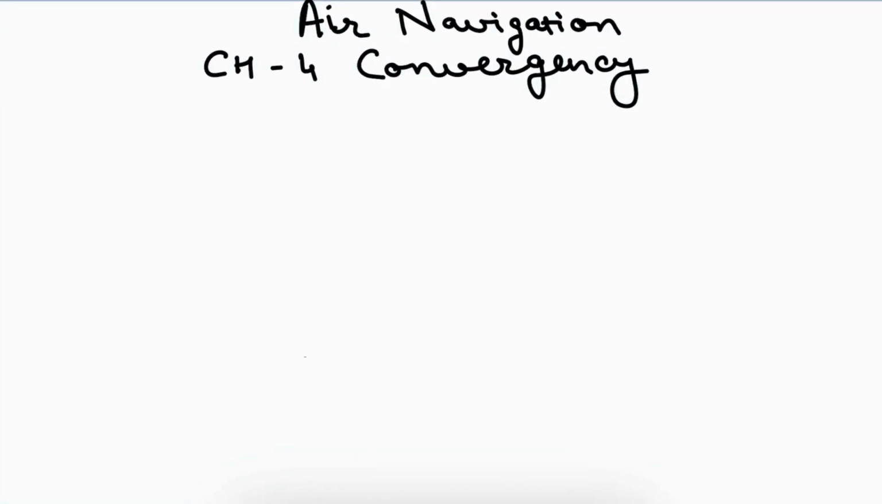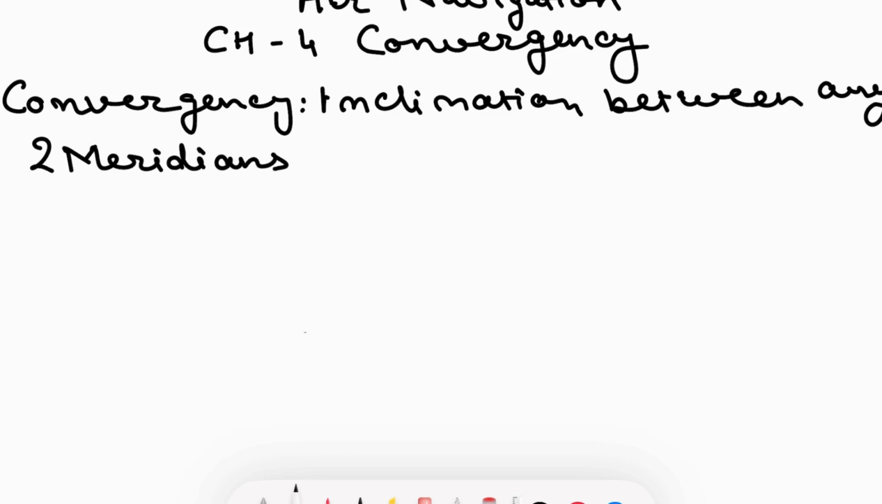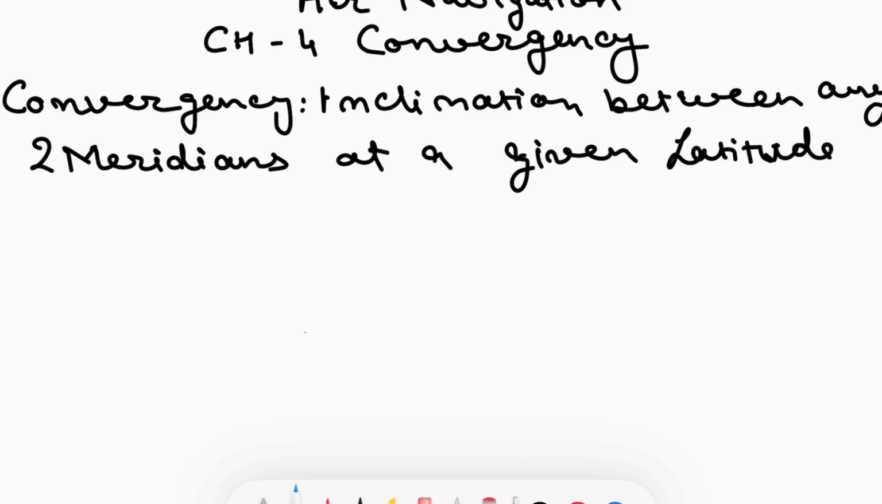So today we are going to start with chapter 4 of air navigation, which is convergency. Convergency, by definition, means the inclination between any two meridians at a given latitude. So let's understand what is convergency.